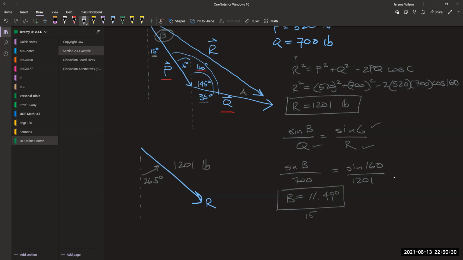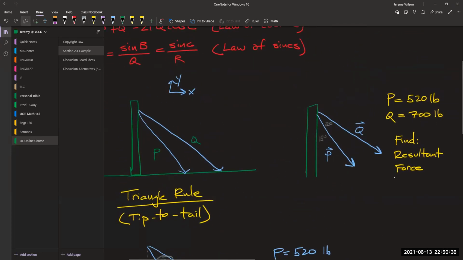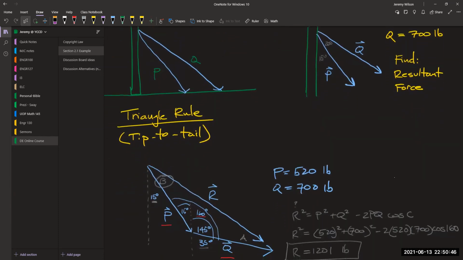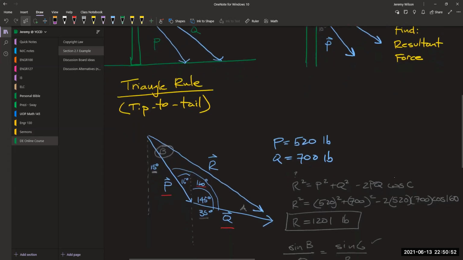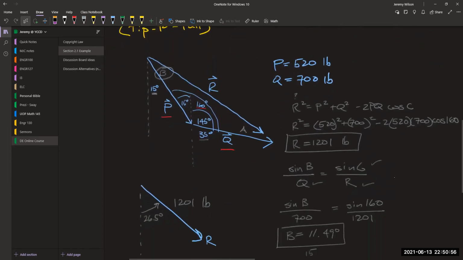And there you go. Recap. What did we do? We took two coplanar forces acting on a telephone pole. They are concurrent because they act at the same point. We knew the magnitude and direction of each of those. We wanted to find the resultant force, so the same equivalent force. We wanted to find the magnitude and the direction of that force. And that's what we've done.